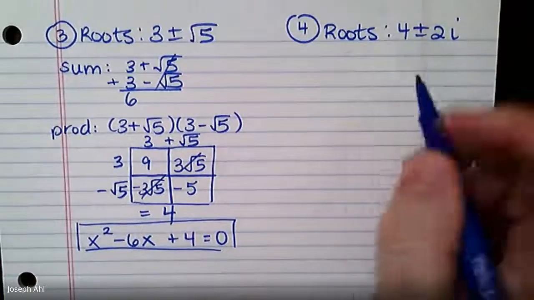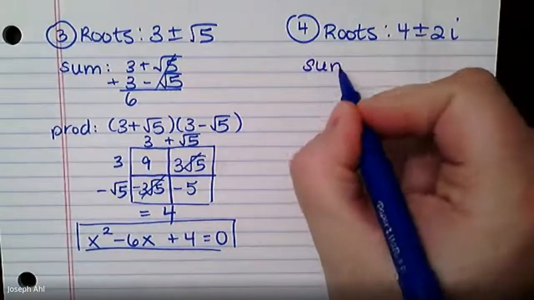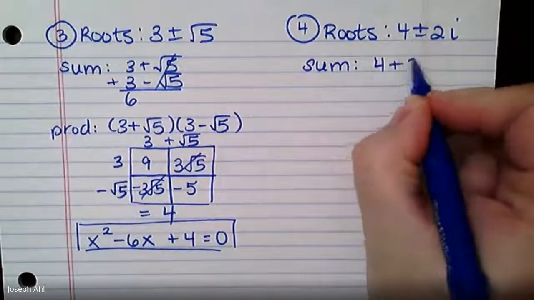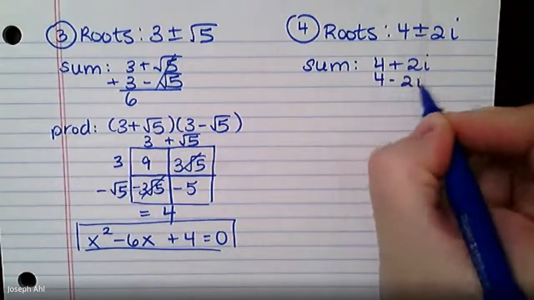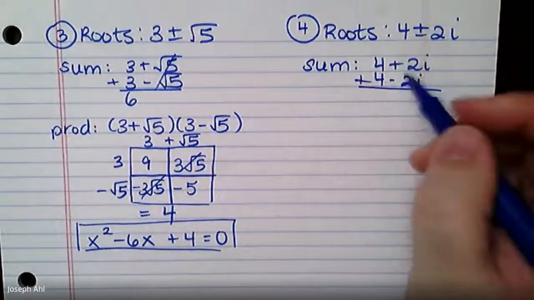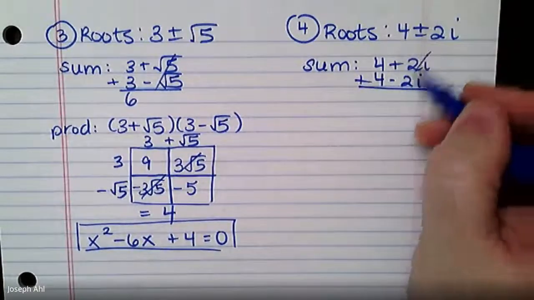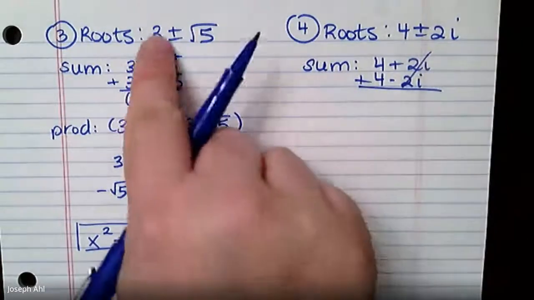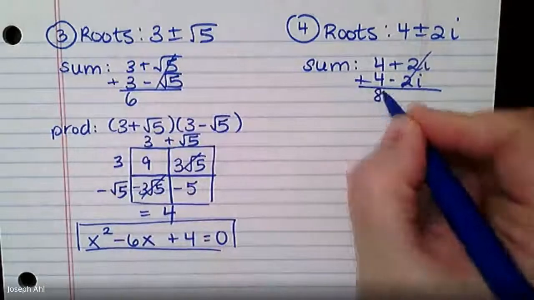Moving over to the other side, really similar process, right? I've never seen a quadratic equation in my life that has i's as part of the coefficients. So when I separate those roots and I write the sum, those i parts cancel just like the radicals cancel over here. So we get a sum of 8.